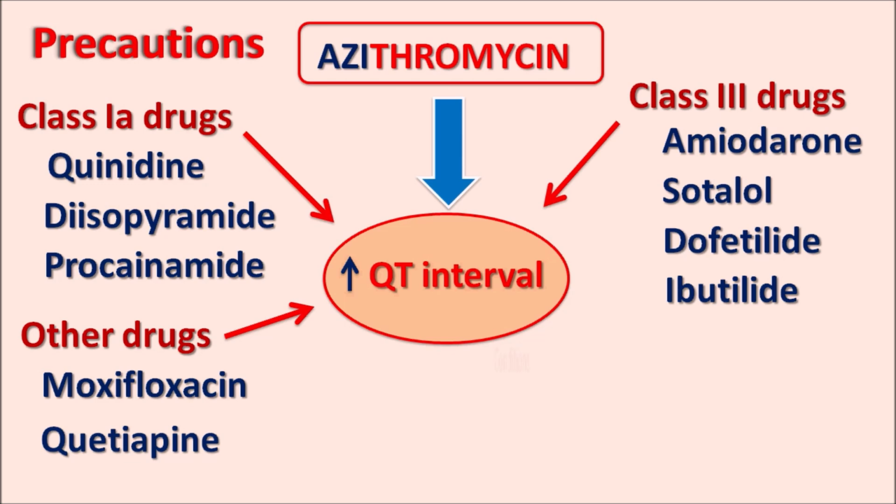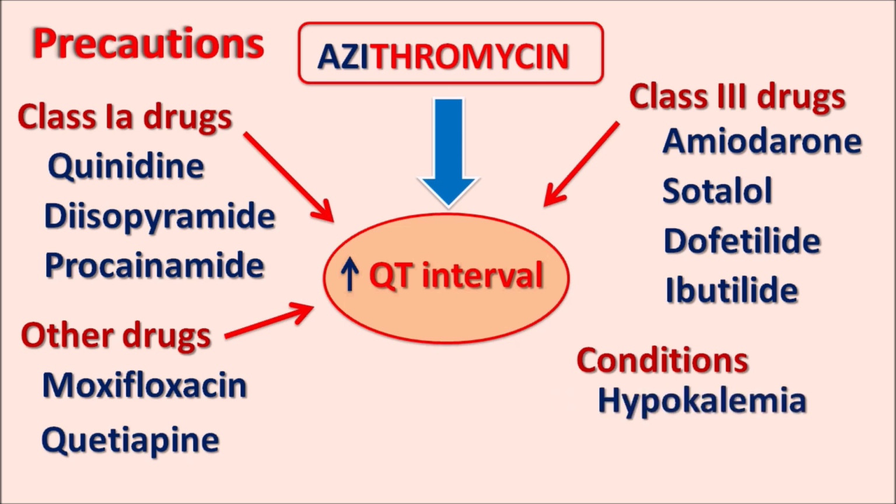Otherwise, physiological conditions like hypokalemia, decreased potassium levels, or hypomagnesemia, decreased magnesium levels, may also increase the QT interval. So all these conditions should be thoroughly checked before azithromycin is prescribed, because it may lead to elevation of the QT interval and fatal cardiac arrhythmias.